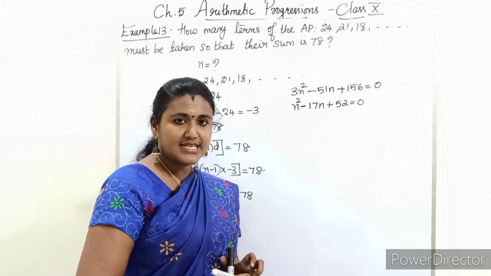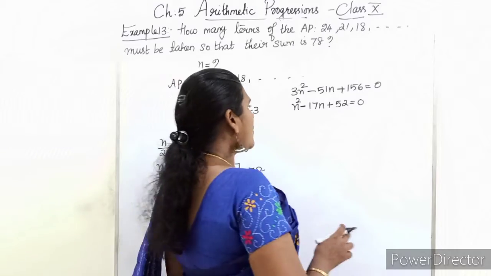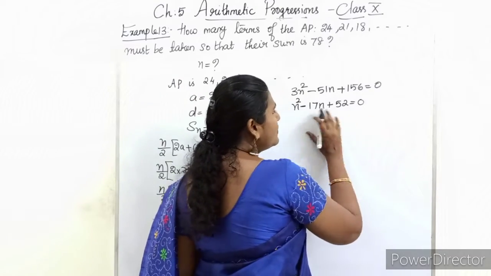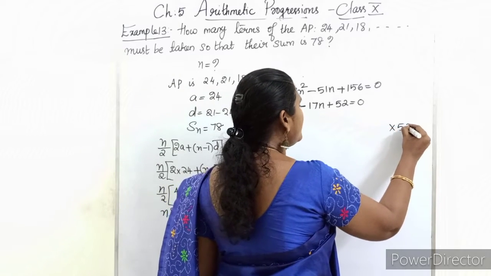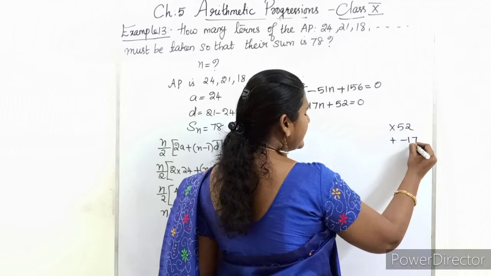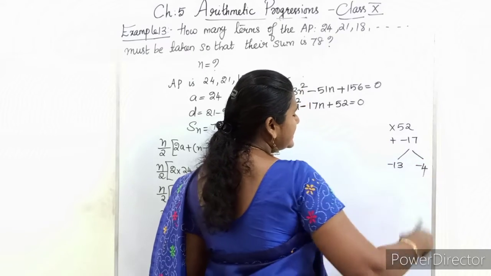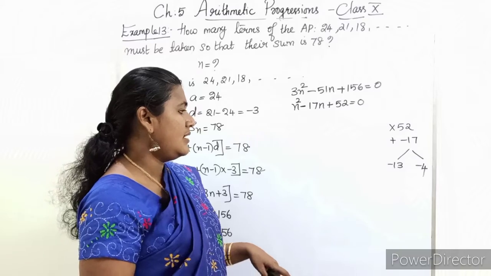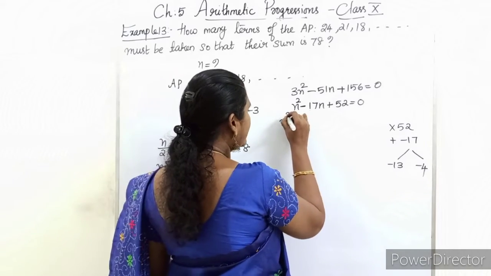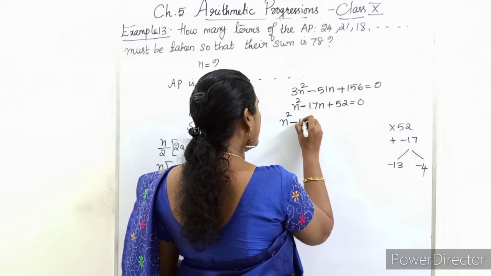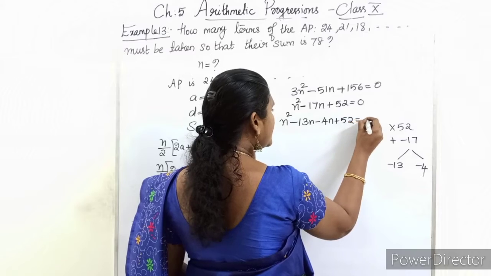So now we got a quadratic equation in n. Now we can factorize this and find out the values of n. So here we will use the factorization method. So product is 52 and sum is minus 17. What are the numbers? Product is 52 and sum is minus 17. The numbers are minus 13 and minus 4. So using those numbers we will split the middle term: n square minus 13n minus 4n plus 52 is equal to 0.